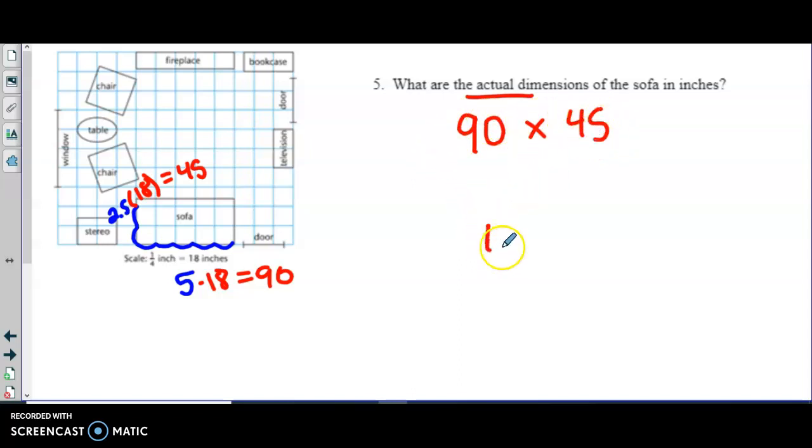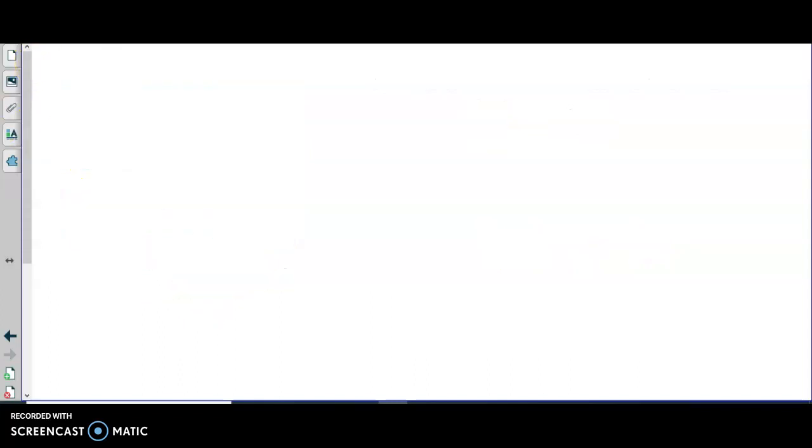the width. And the order can be reversed. It doesn't matter if you say 45 times 90 or 90 times 45. But those are the actual dimensions. We just found what it was on the graph paper, and then we multiplied it by 18 since that's our scale factor. And that's it.